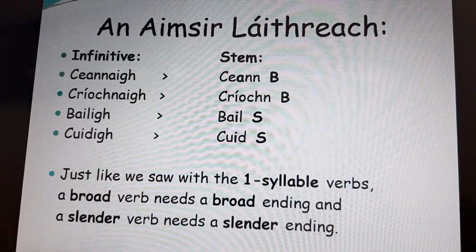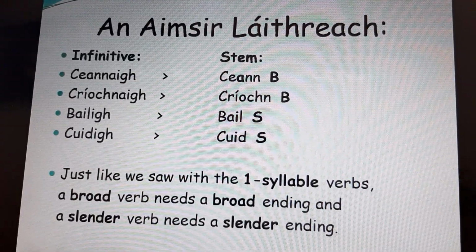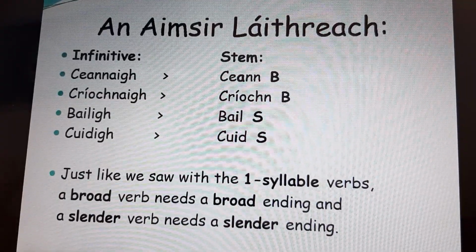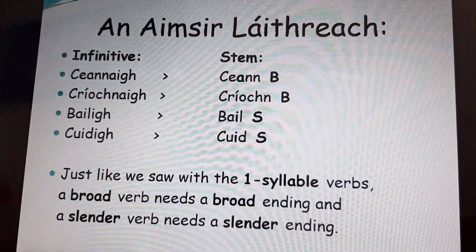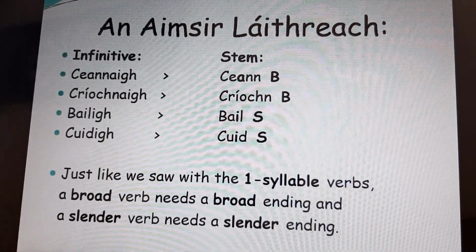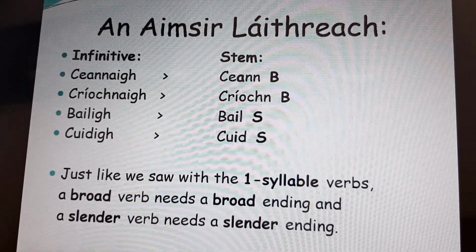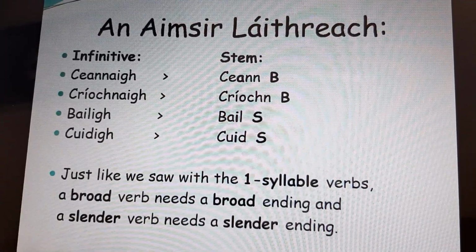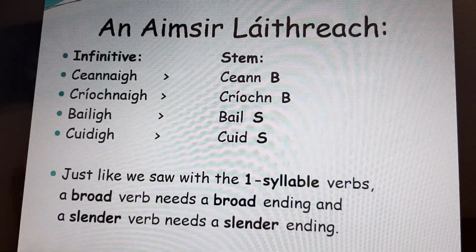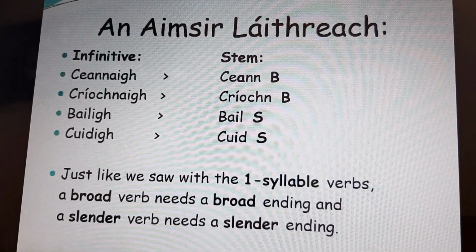That's standard. Now that doesn't just apply for the Aimsir Láithreach, the present tense. It doesn't even just apply for verbs. That spelling principle applies for verbs and nouns and adjectives and people's names. So it's something for you to work on and to be aware of in an effort to improve the accuracy of your spelling. You should be able to spot where you've made a spelling mistake sometimes.